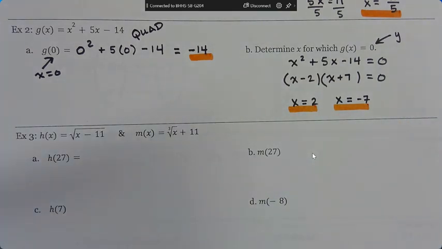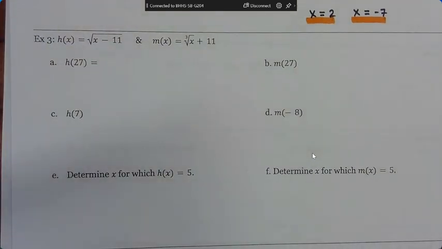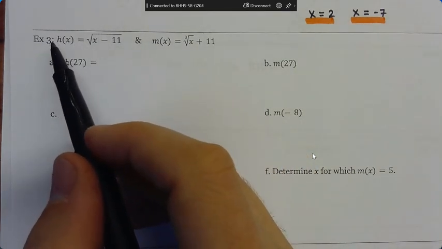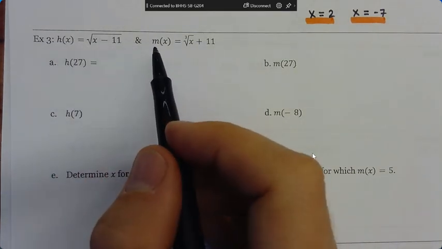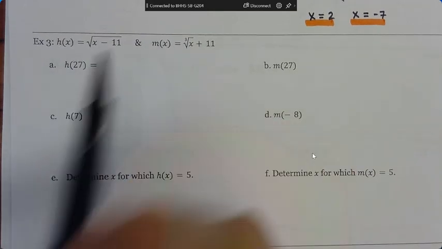Question? Okay. All right, we're moving along. Boom, boom, boom, boom, boom. Let's take a look at example number 3. We've got two guys here. We've got Hector and we've got Mortimer. Have you ever met a Mortimer? It's a real name. Hector and Mortimer here.